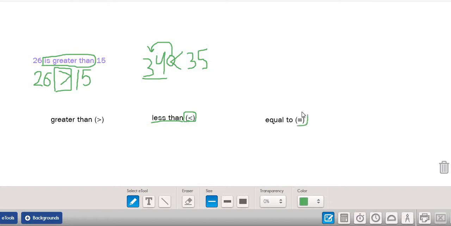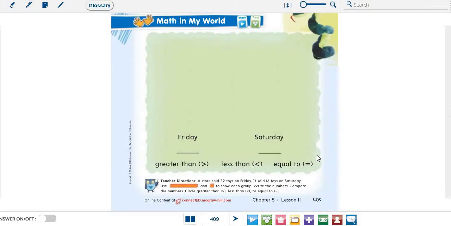What about equal to? We can use this symbol instead of these words, equal to. You know that 12 is equal to 12. We don't have to write these words. We can use the symbol to tell that 12 is equal to 12. So interesting. Now let's go back to your book. Listen to the story, grade 1.